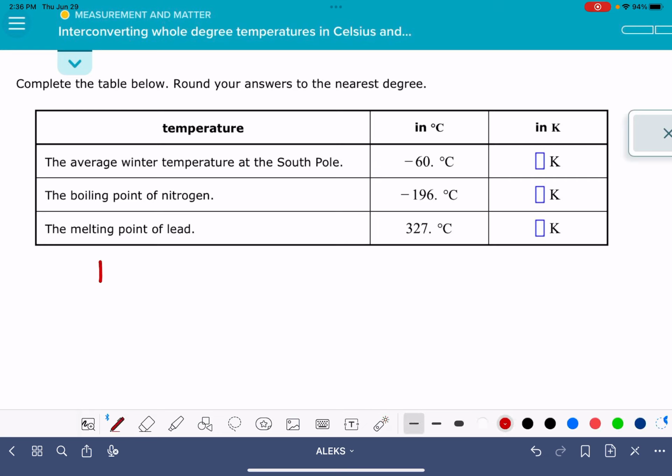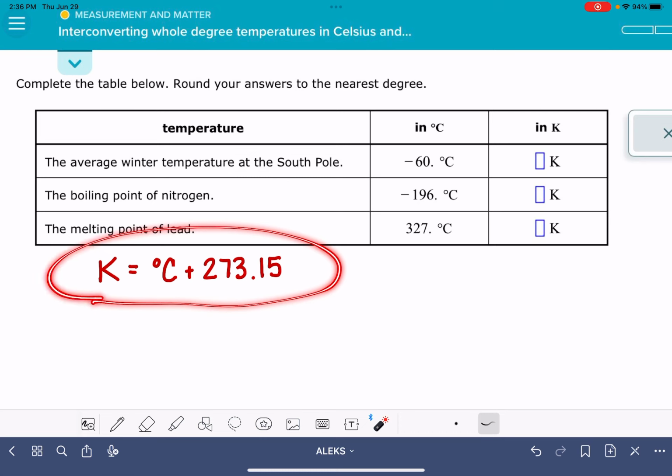The equation that you want to use to do a Celsius and Kelvin temperature conversion is the temperature in units of Kelvin is equal to the temperature in degrees Celsius plus 273.15. So that's your conversion factor. And this is a really helpful form when you have the version of the problem like mine, where you're being provided with the temperature in Celsius and you just have to calculate Kelvin.